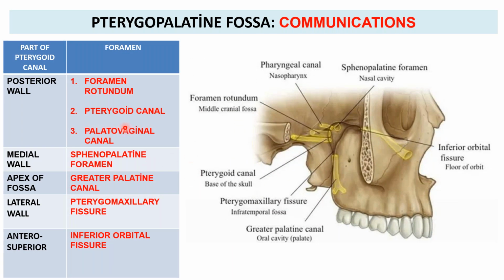To sum it up, we have seen the communications in the posterior wall, they were the foramen rotundum, the pterygoid canal, and the pharyngeal canal or the palatovaginal canal. In the medial wall was the sphenopalatine foramen, and at the apex of the fossa, or inferiorly, it was the greater palatine canal. In the lateral wall, this was the pterygomaxillary fissure, and anterosuperiorly, this was the inferior orbital fissure. So these are the openings in the pterygopalatine fossa.